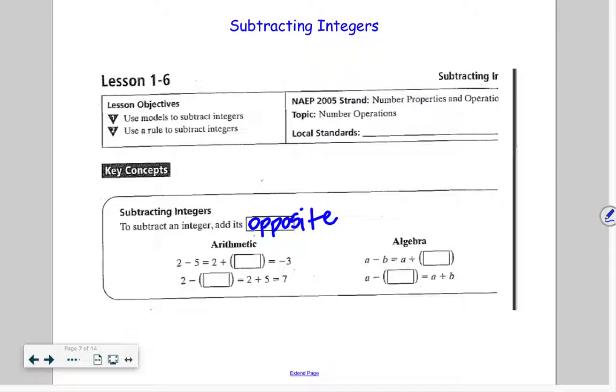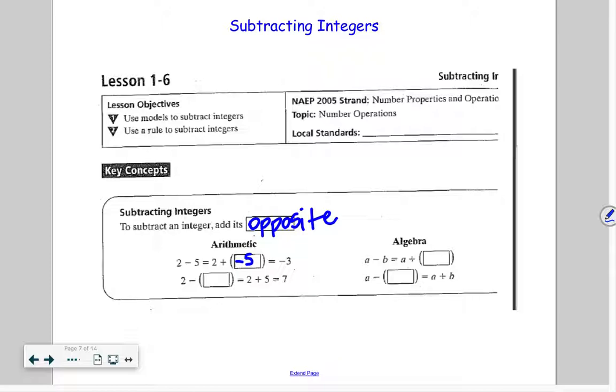In the first example here, 2 minus 5. Notice they're changing the subtraction sign to an addition sign. It was a positive 5. We are going to make it a negative 5. Now, didn't we say when one is positive and one is negative, we subtract them? 5 minus 2 is 3. Which is bigger, 2 or 5? 5 is bigger and it's negative, so our answer is also negative.